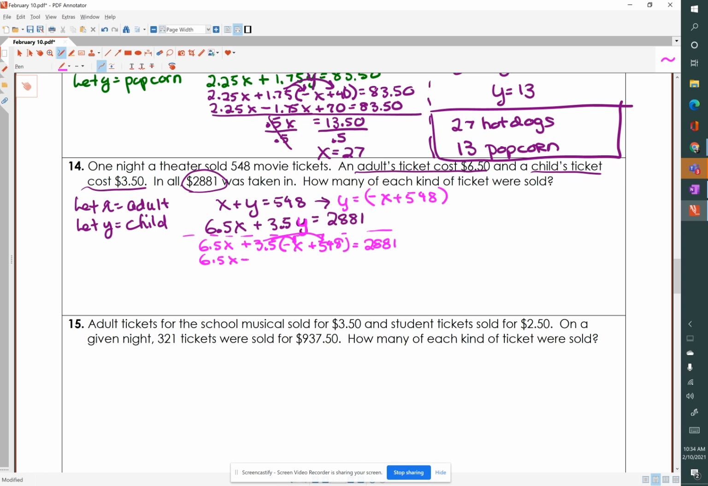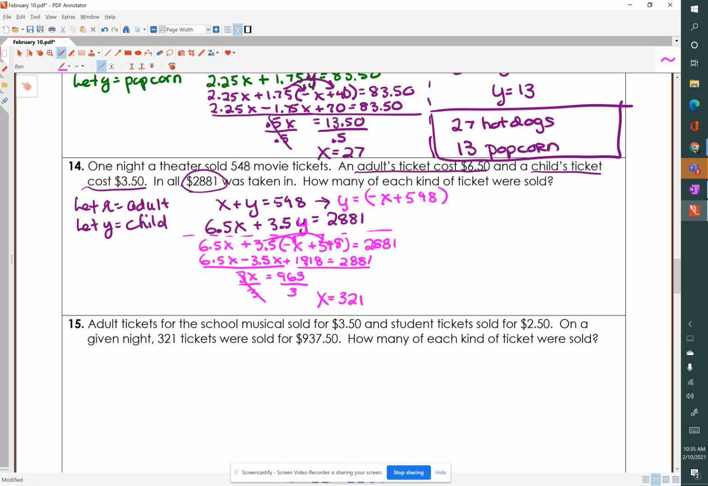6.5x minus 3.5x plus 548 times 3.5 is 1,918 equals 2,881. Combine like terms. 6.5 minus 3.5 is 3x. Subtract 1,918 from both sides of this equation, and 3x will equal 963. Divide both sides by 3, and x equals 321.